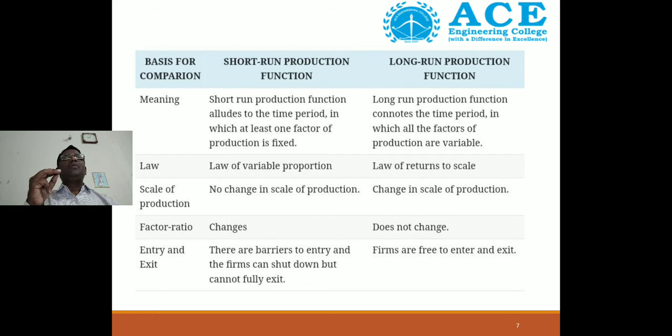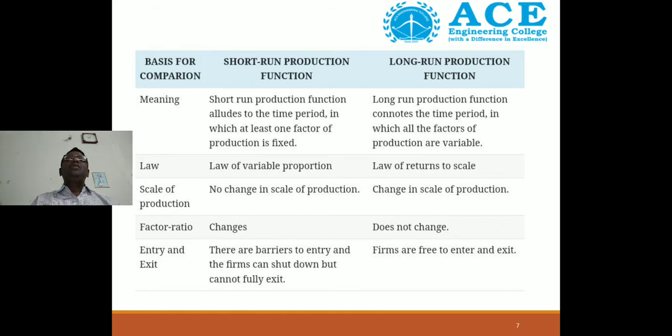Then we learned about the differences between short run production function and long run production function. What is the difference between short run and long run production? On what basis? On the basis of 5 variables. What are they? Meaning, law, scale of production, factor ratio, entry and exit levels.